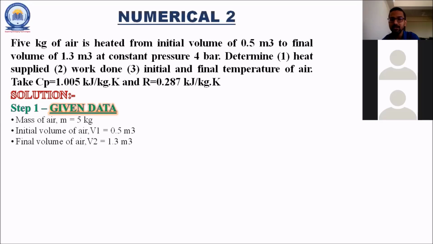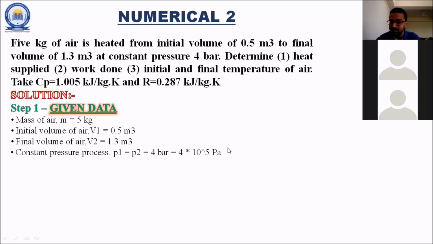Then we are given the final volume of the air, that is V2 is equal to 1.3 meter cube. Then one important point, constant pressure. So this is the constant pressure process, isobaric process. So I can write down for constant pressure process, initial pressure is equal to final pressure, P1 is equal to P2. That is given in bar, that is 4 bar. So converting this bar into Pascal, that is 4 into 10 raised to power 5 Pascal.